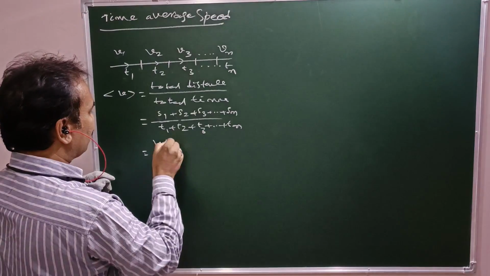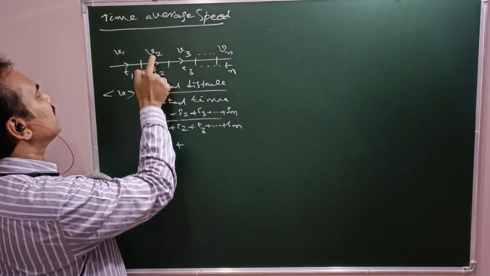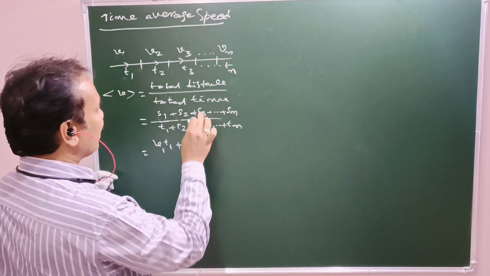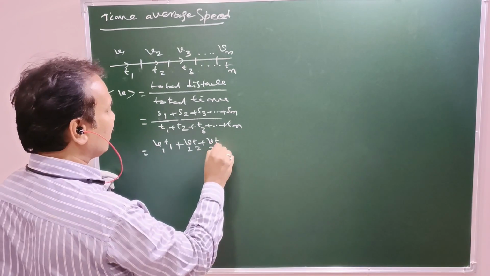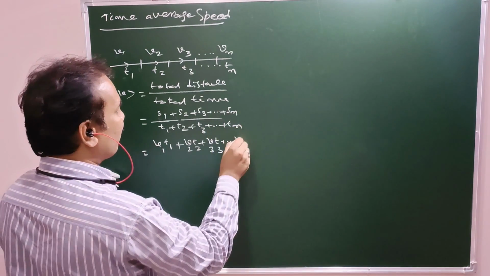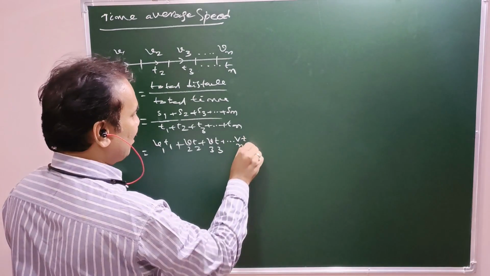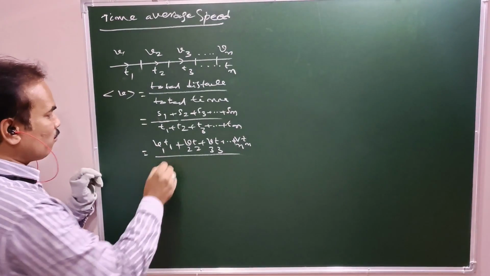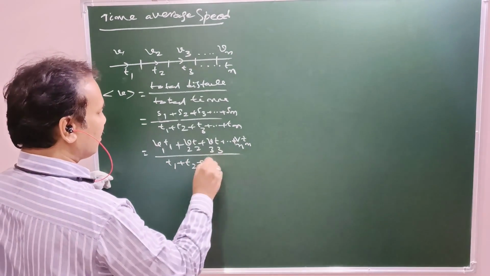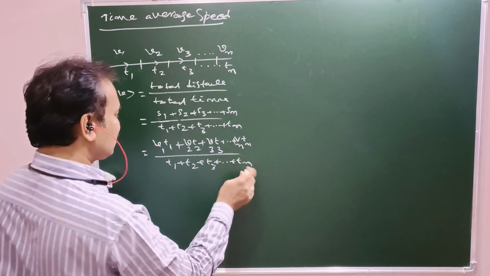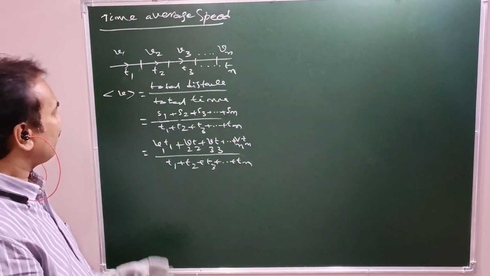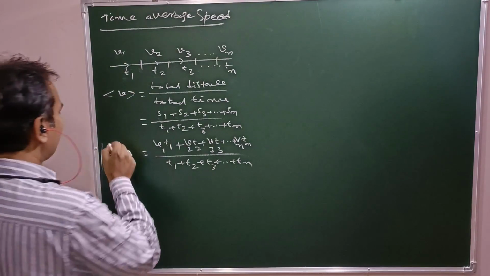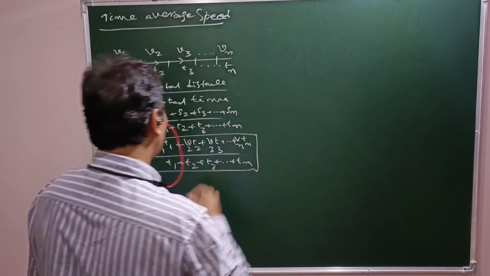Similarly, S2 is V2 multiplied by T2, S3 is V3 multiplied by T3, plus up to so on, the last term Vn multiplied by Tn, divided by T1 plus T2 plus T3 plus up to Tn. This is the denominator, the total time of journey. So this is the general expression for average speed.